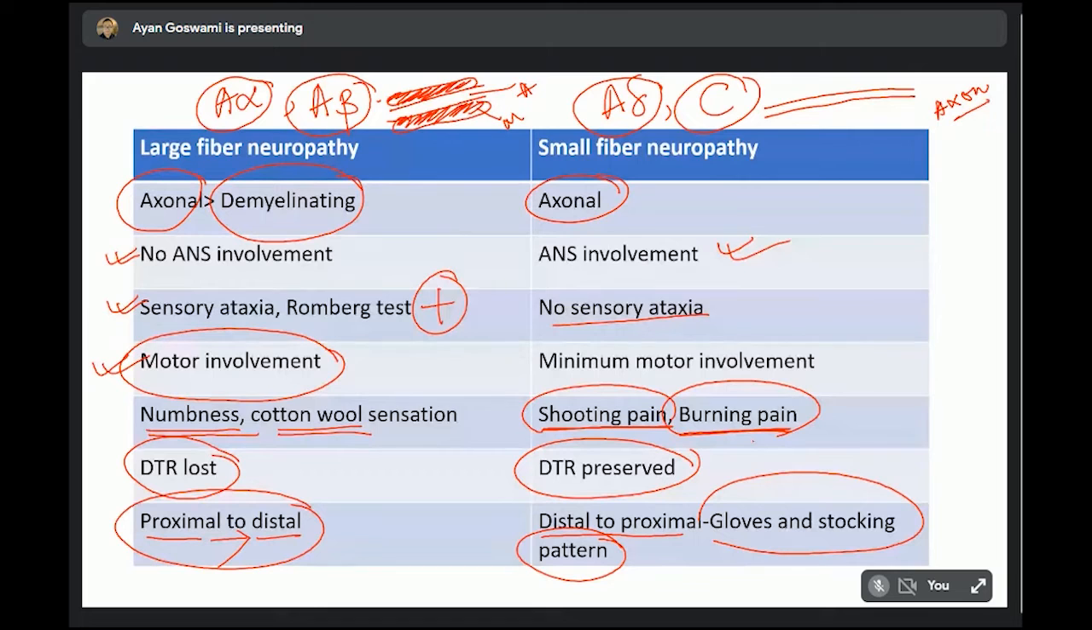A long-standing diabetic patient will complain of shooting pain and burning pain, but there will not be any paralysis. That means deep tendon reflex will be preserved, right? Deep tendon reflex will be preserved. And how is this shooting pain, burning pain characterized? It is a gloves and stocking pattern, right?